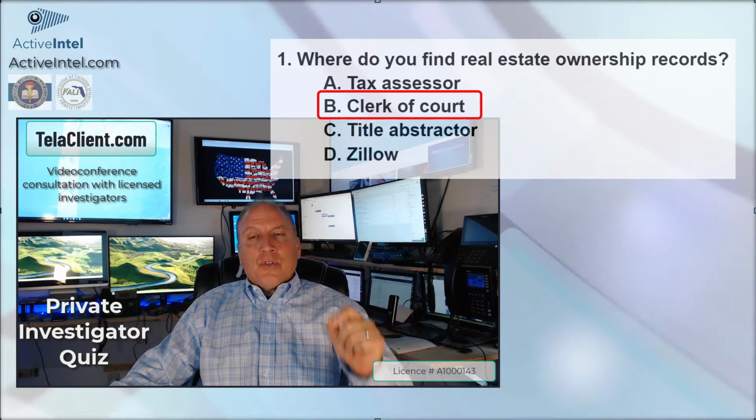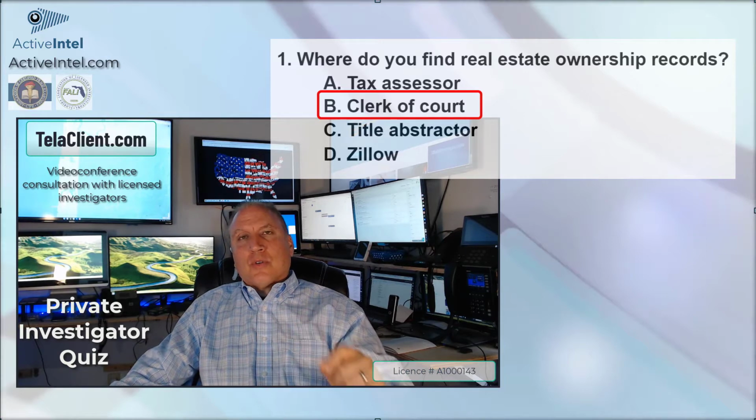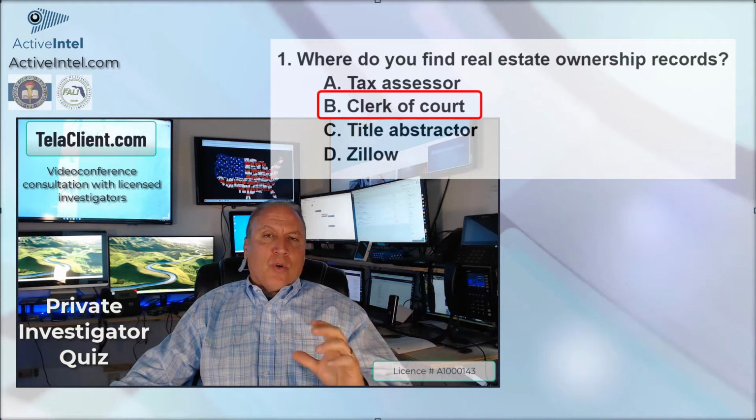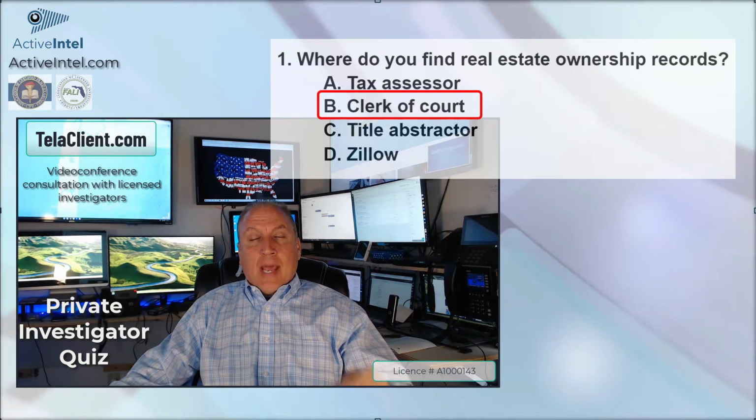So where you want to go is to the actual deed books. The deed books are kept at the clerk of court or the recorder of deeds. There are 3,611 counties in the country. Each one does it a little differently, but normally it's called the clerk of court or recorder of deeds. So that's where you're going to find your actual real estate ownership records.